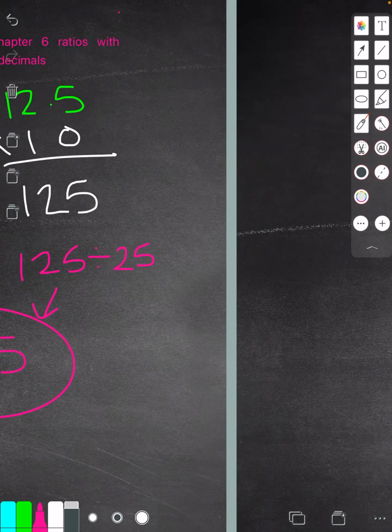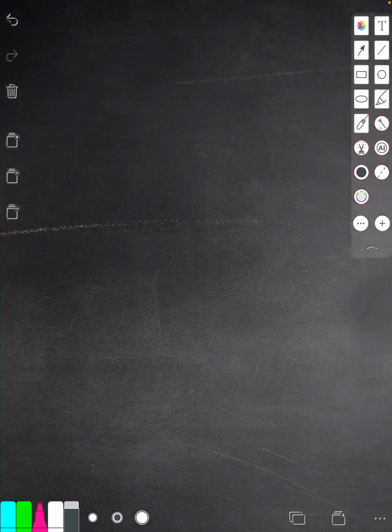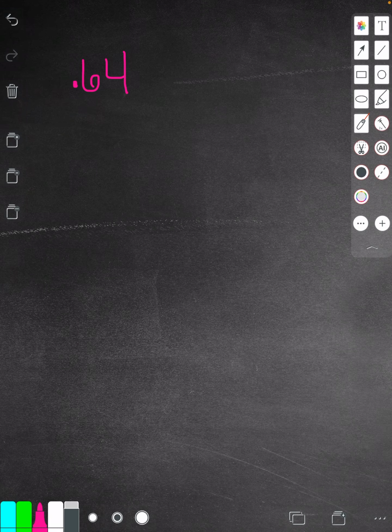Okay, let's look at another one. Let's do 0.64 to 2/5. This one is a little bit different because we are working with a decimal and we're working with a fraction. So the first thing that I want to do is try to get to whole numbers as best I can. To do that, I'm actually going to start with my decimal side. I know that if I multiply 0.64 by 100, then my decimal point will move 2 times to the right.